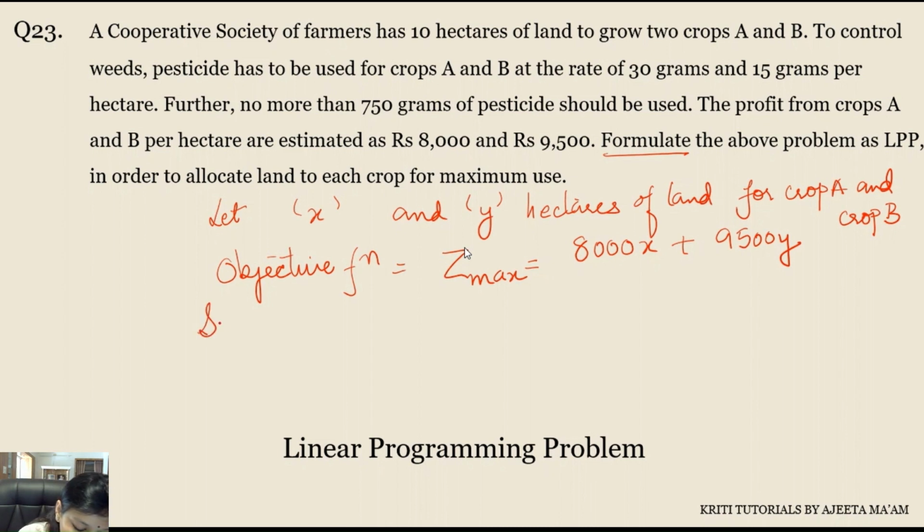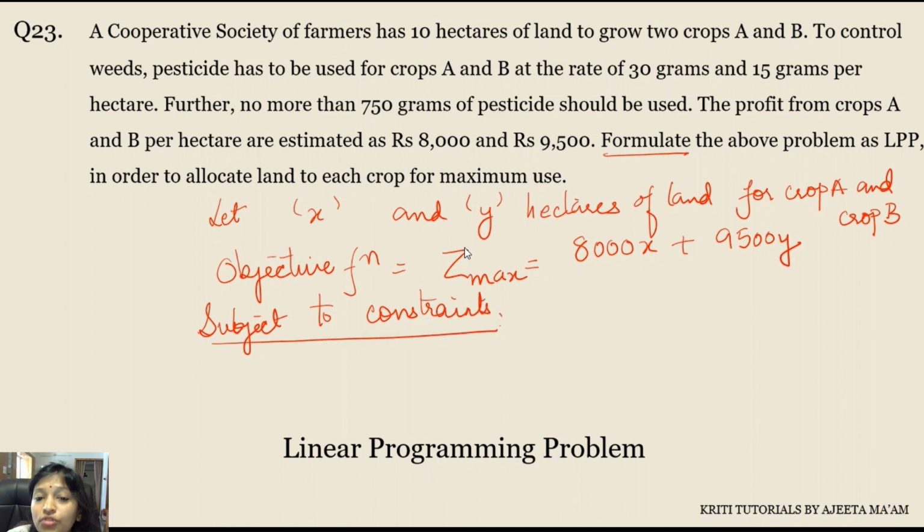Now subject to constraints. Subject to constraints means what are the restrictions that we have, what are the given constraints under which we have to work. So the first line gives one condition, that is, a cooperative society of farmers has 10 hectares of land to grow. Only 10 hectares, not more than that. So the total land that is available to us for both the crops is less than or equal to 10. This is the constraint for land to grow the crops A and B. So x plus y is less than or equal to 10.